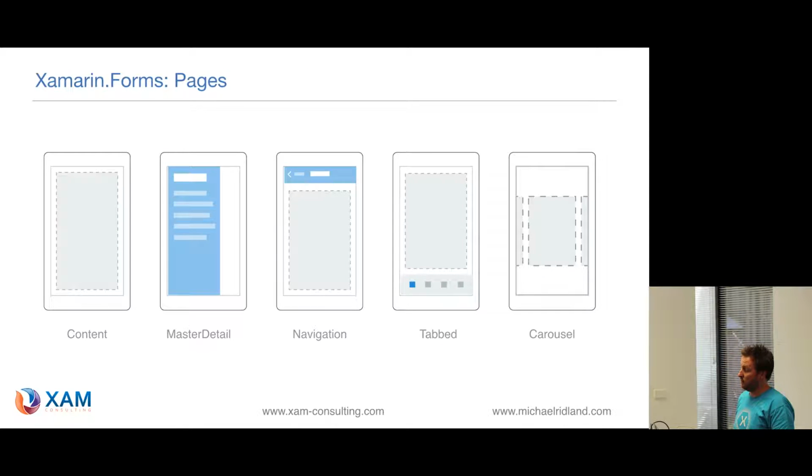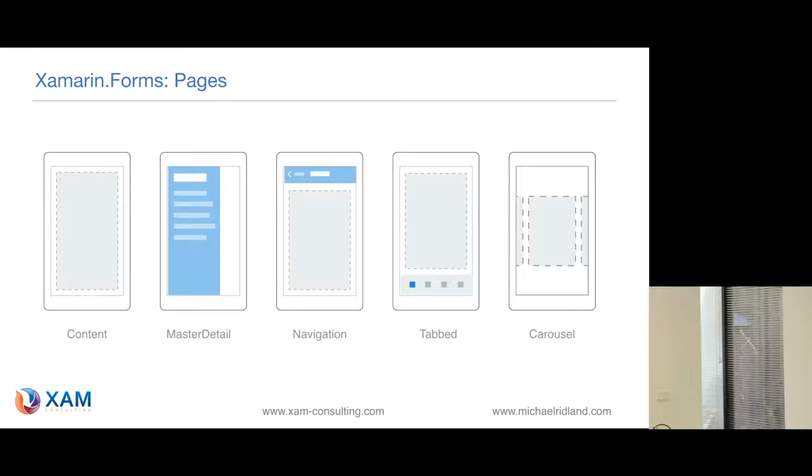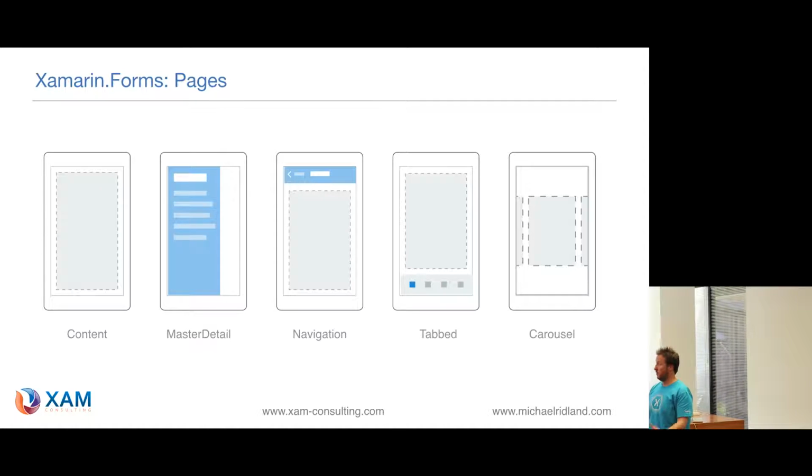So the types of pages. So this page is gone. We shouldn't use the carousel page. It's being replaced by a carousel view. So that means you can have multiple of them in a single page. You've got your content page. So anytime you have any content in Xamarin Forms, it's always going to be in the content page.